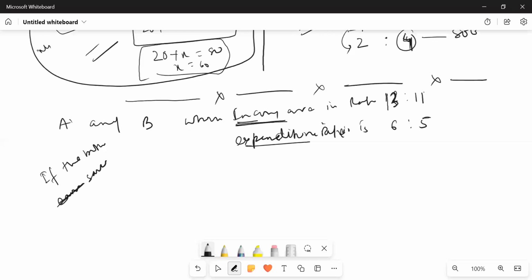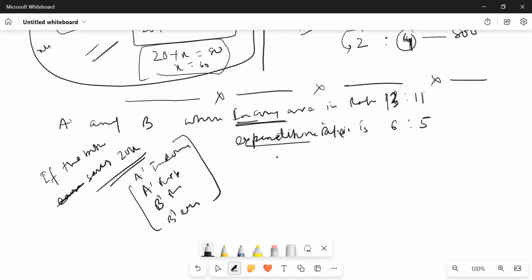they both save $20,000, then they can ask anything: A's income, A's expenditure, B's income, and B's expenditure. So the questions are irrelevant, but still it's very important that you know what is being asked. These four are obvious, but they can ask you anything. The key thing needed to solve here is the same.